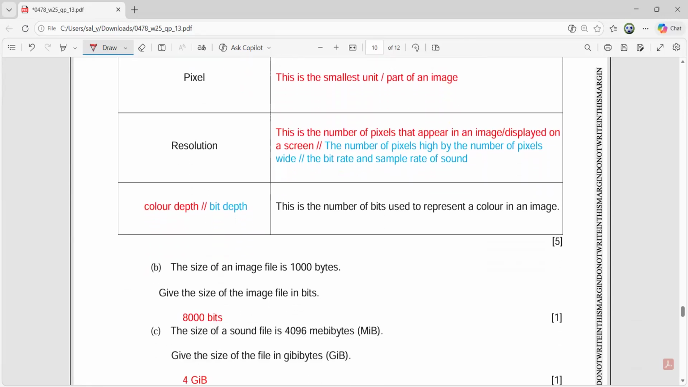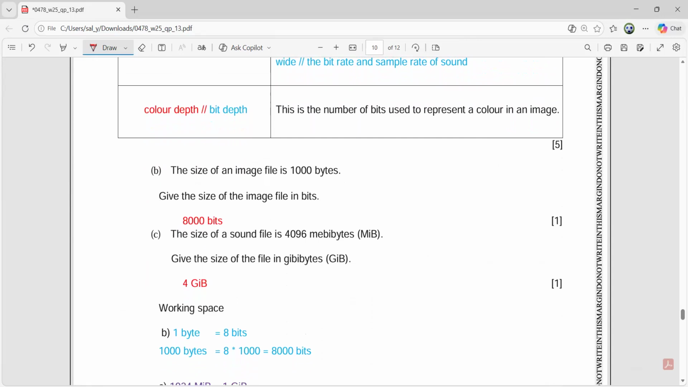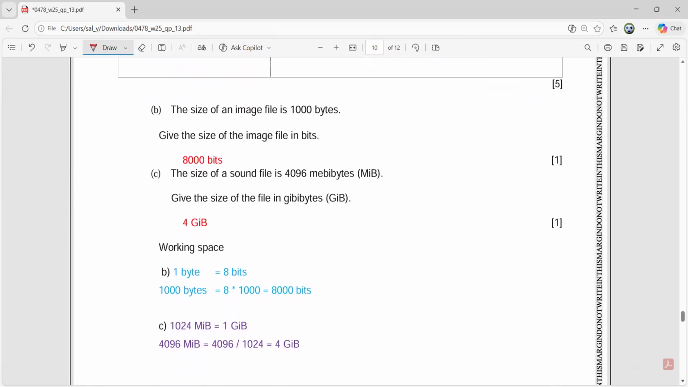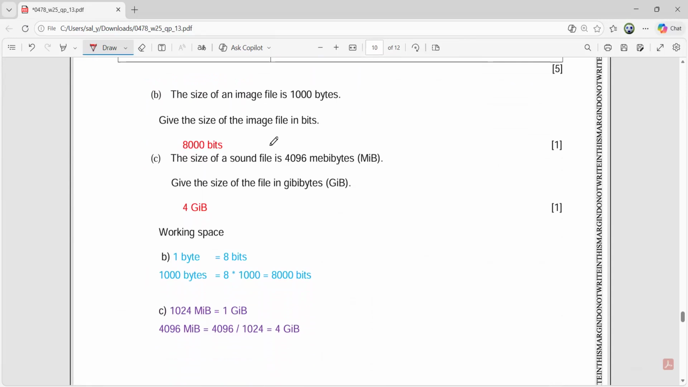Okay, now the same question, part B. The size of an image is 1000 bytes. Give the size of the image file in bits. The next part is the size of the sound file is 4096 megabytes. Give the size of the file in gigabytes. Now you can see there is a working space given. So let's utilize the working space.